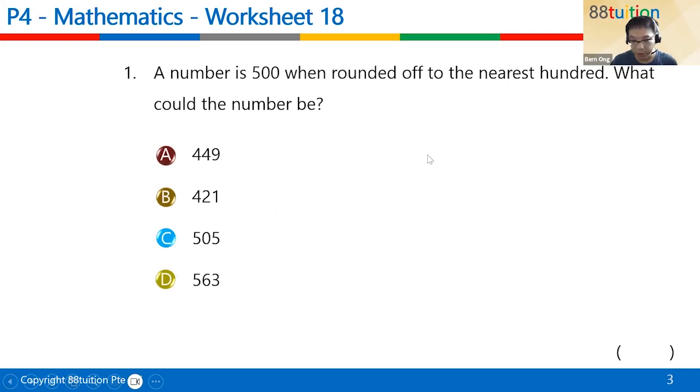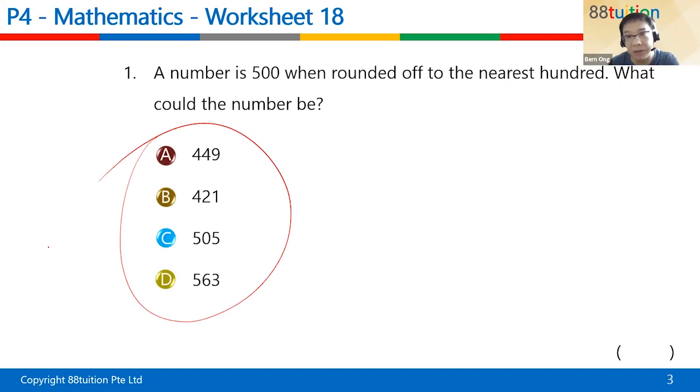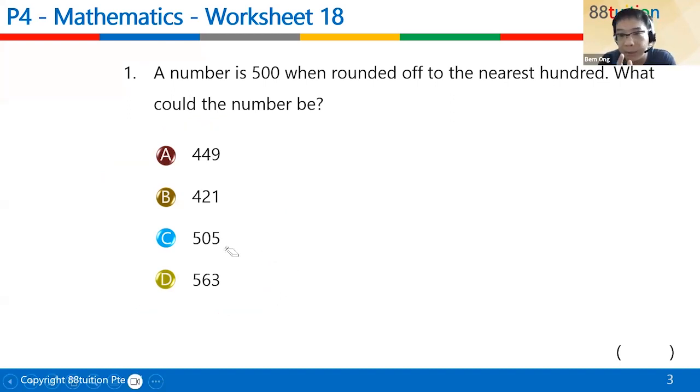Very simple, children. When there is MCQ, you must develop some MCQ technique. Why? Because the answers are already given to you. So if the answers are already given to you, you can actually do something: work backwards. Learn to work backwards. So a number is 500 when rounded off to the nearest 100.